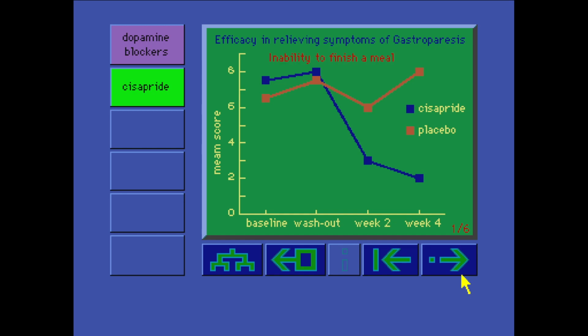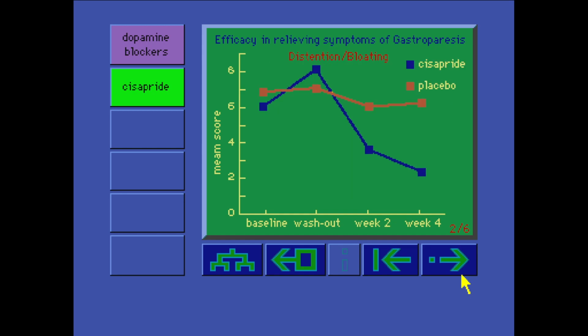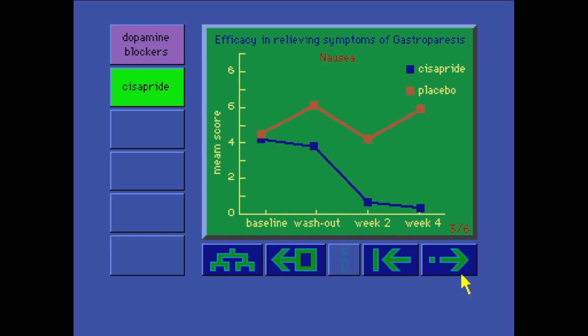The symptoms associated with gastroparesis cannot be differentiated from those in idiopathic dyspepsia, except that in some cases they may be more severe. After 4 weeks of treatment with cisapride, the symptoms improved considerably.